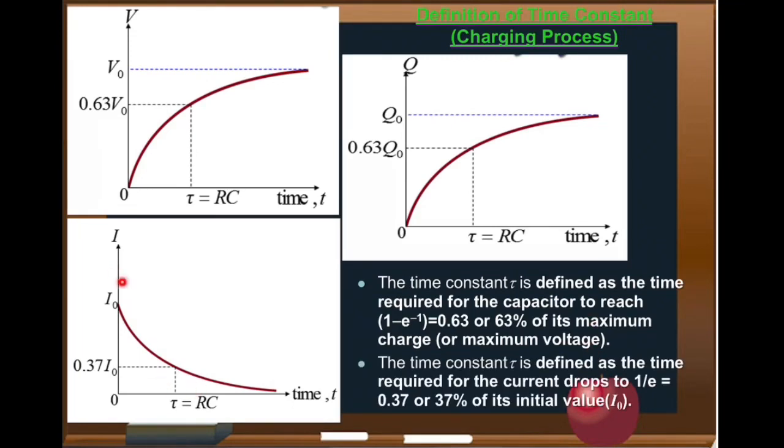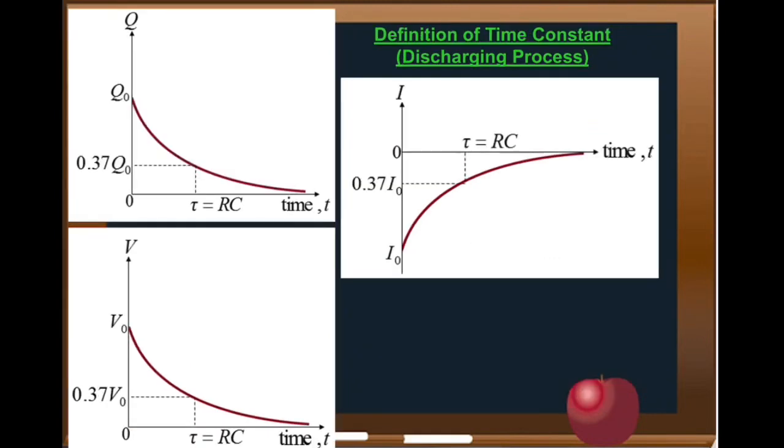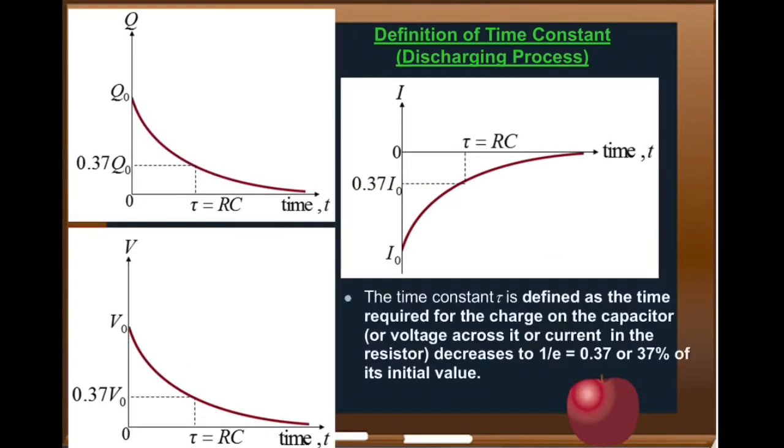Meanwhile, if we look at the I against T graph, we can see that the time taken for the current to drop to 37% of its initial value is equal to the time constant tau. We can also define the time constant based on the graph of Q against T, V against T, and also I against T for discharging process. As you can see from the graphs, the time taken for the charge and also the voltage to drop to 37% of its initial value is equal to the time constant, and the same applies for current as well.